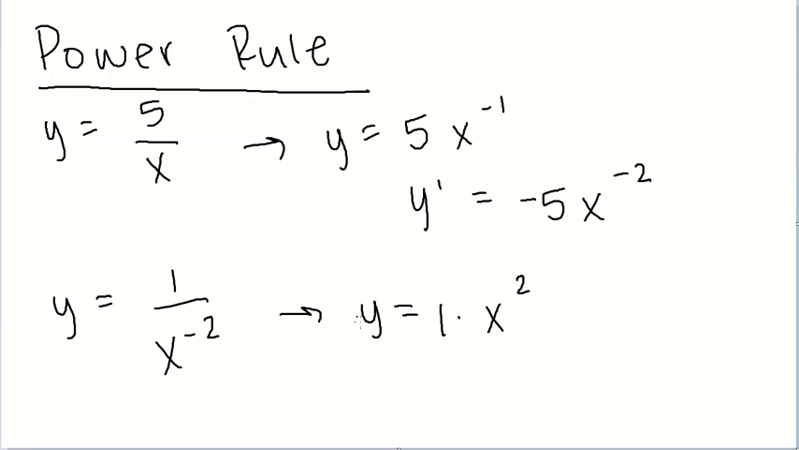So now that I have it written in this easier form, I can do power rule and actually find the derivative. So y prime, we're going to take the exponent and multiply it by whatever number is already out front. So 2 times 1 is going to be 2. And then we're going to subtract 1 from the exponent. So that's going to be 1. And x to the first power is just x, so you don't have to write that. So we can say y prime equals just 2x. So that is the derivative of this function, 1 over x to the negative 2. So rewriting things using algebra first before you do any calculus can be really, really helpful.